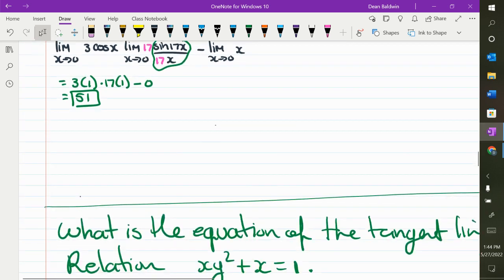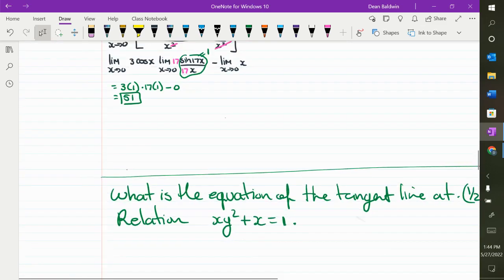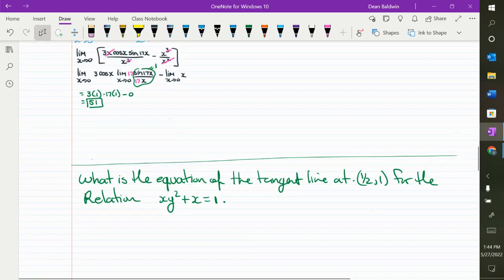All right. Tangent line, implicit, all munched together.